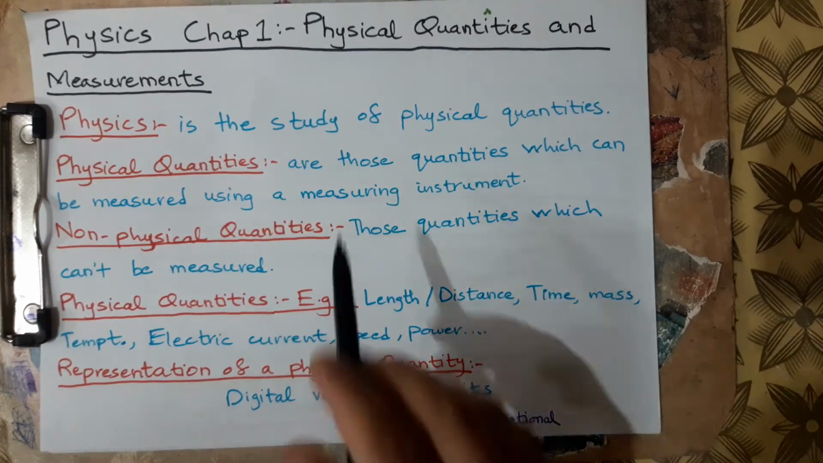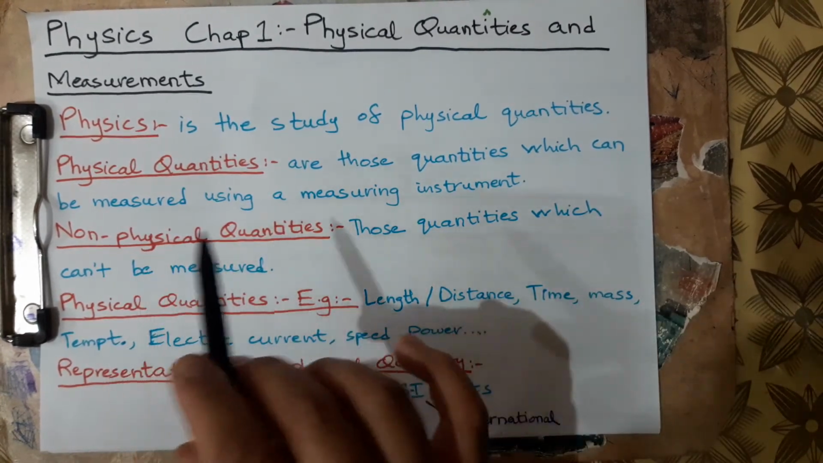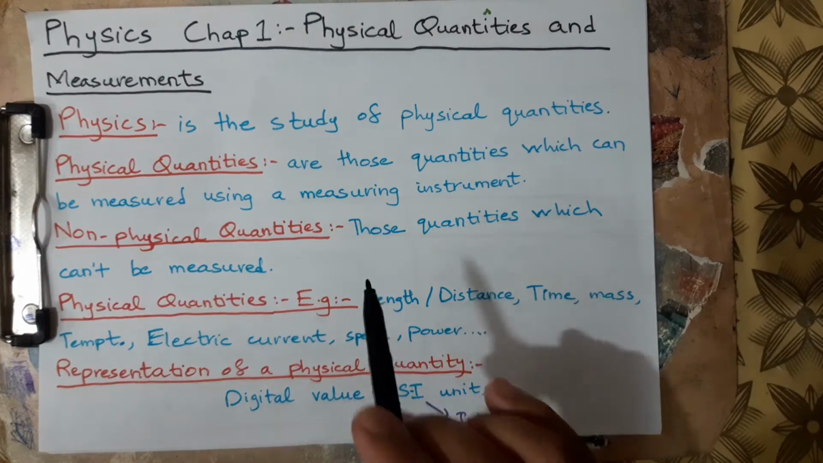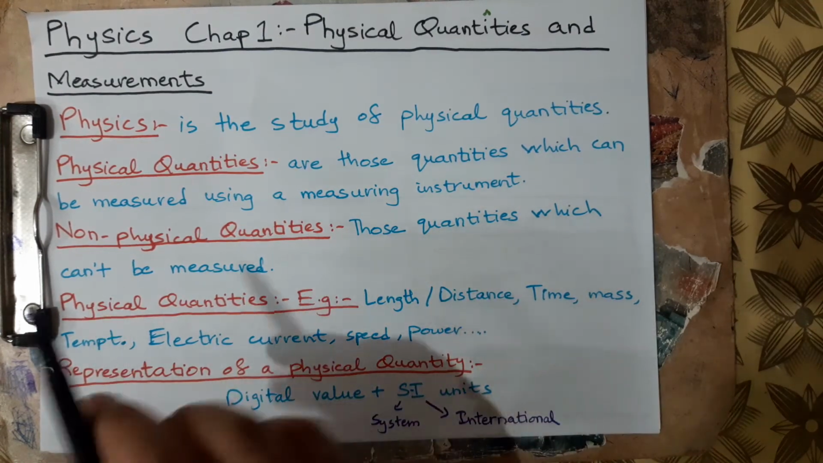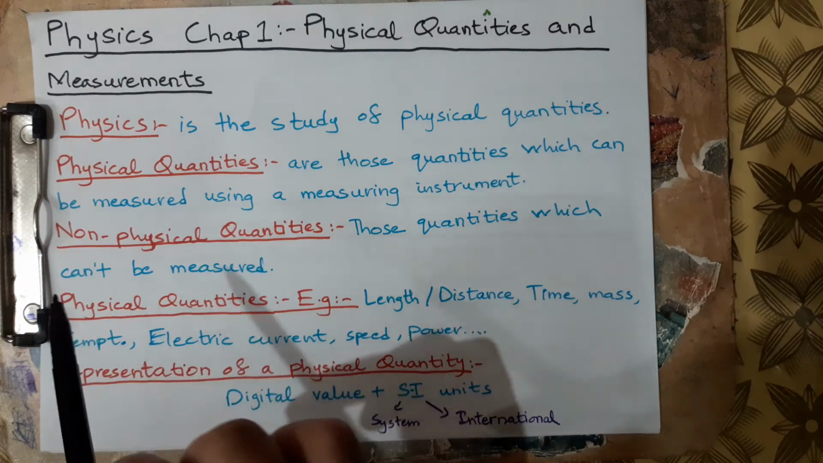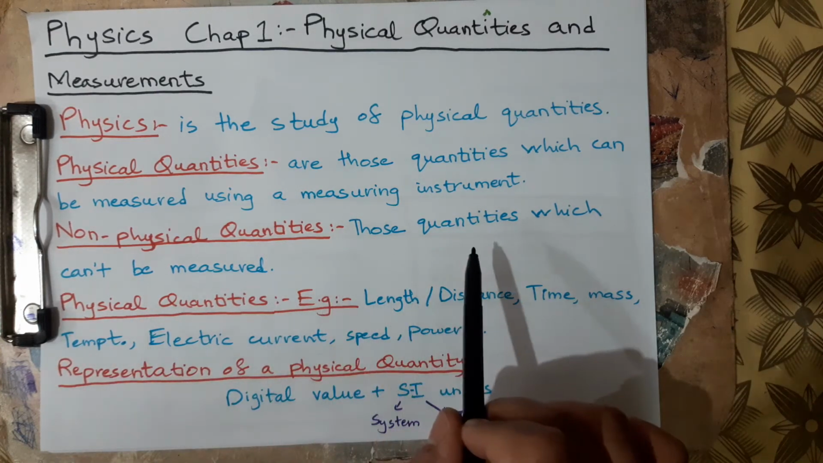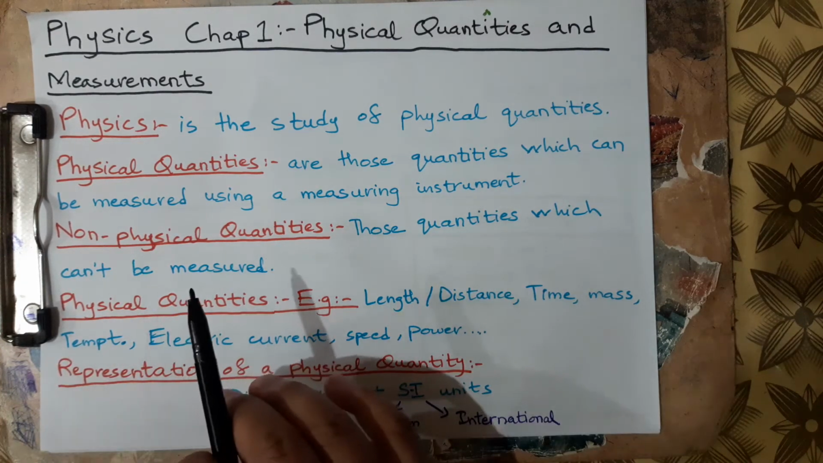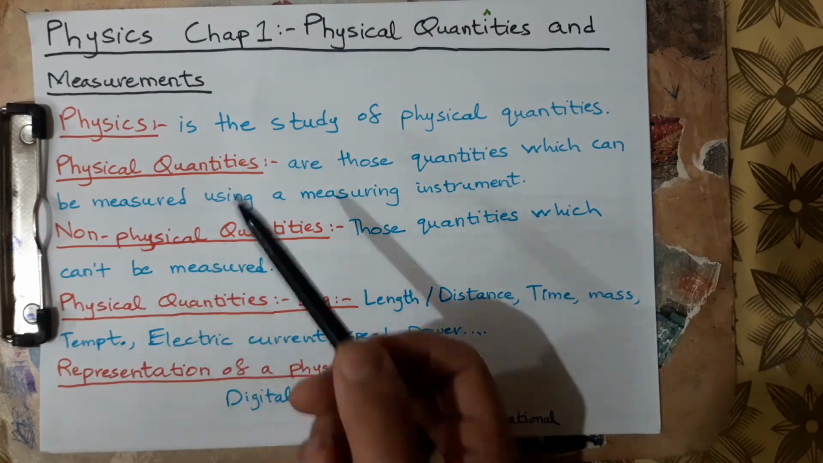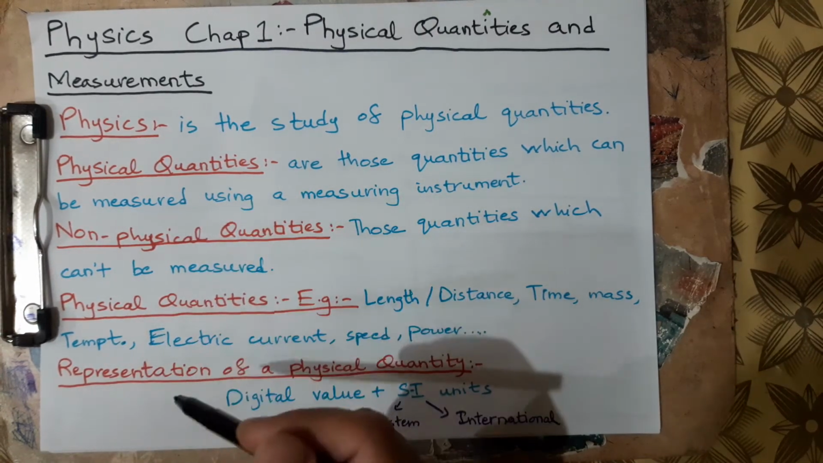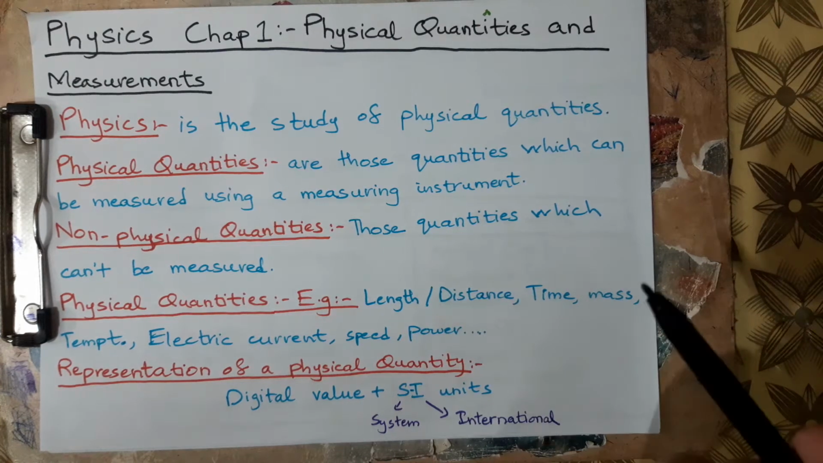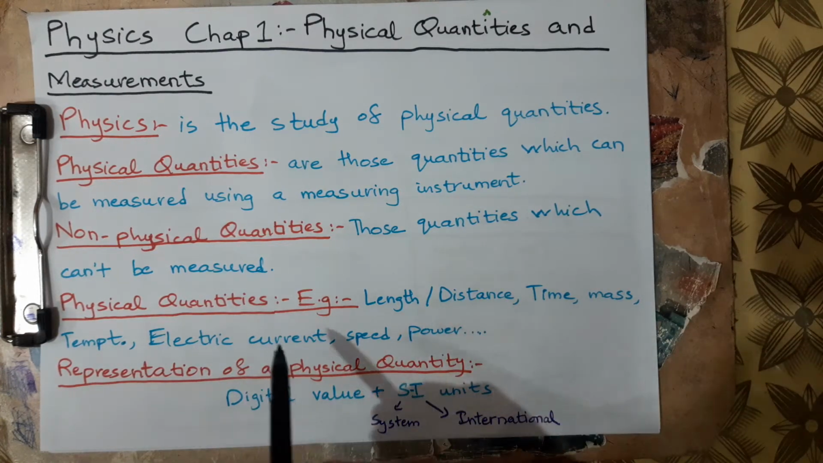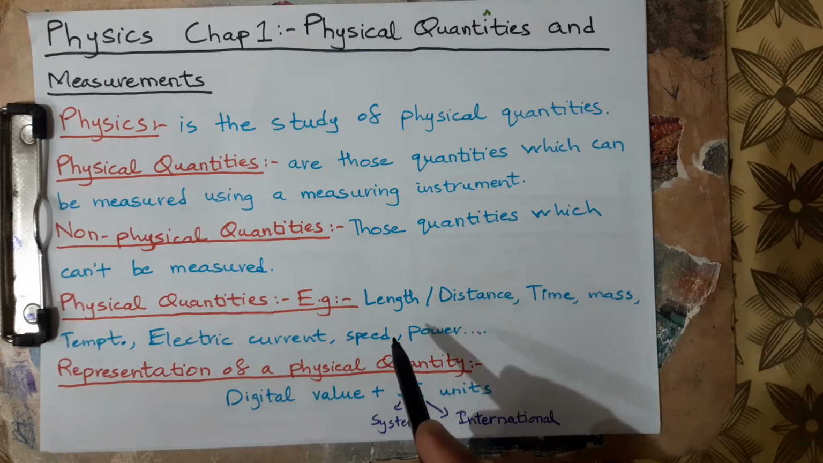Physical quantities are those quantities which can be measured using a measuring instrument, means those quantities which can be measured, whereas non-physical quantities are those quantities which can't be measured. You can say, for example, physical quantities which can be measured using a measuring instrument. For examples can be length or distance.